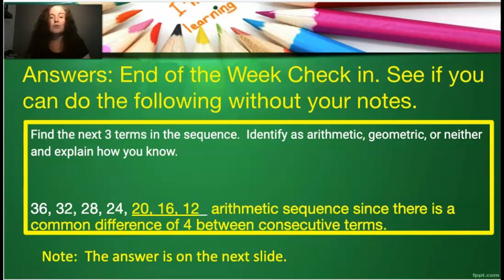All right, so we go 20, 16, and 12. It must be an arithmetic sequence since there's a common difference of 4 between consecutive terms. These are great questions for your midterm exam or a quiz, so make sure you're paying attention and you're thinking about your mathematical justification, not just filling in the blanks with the numbers.